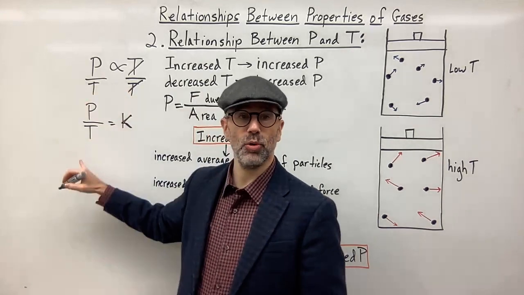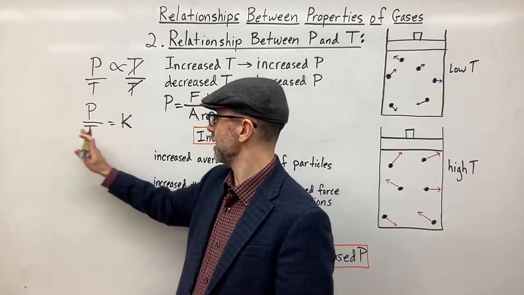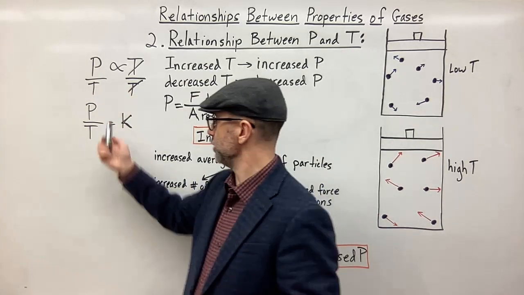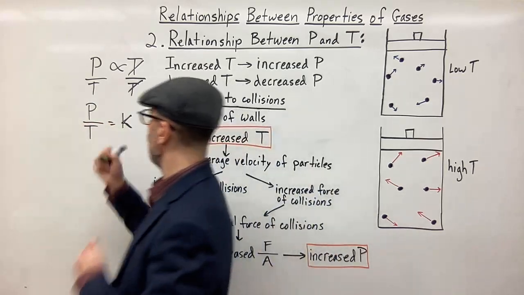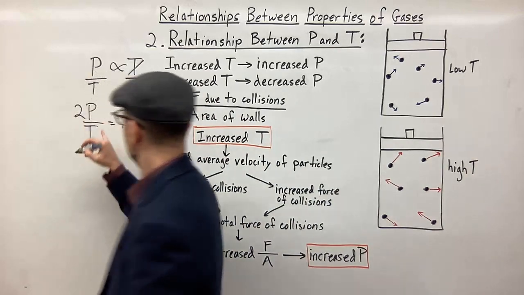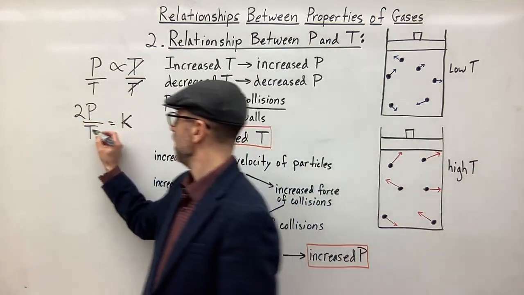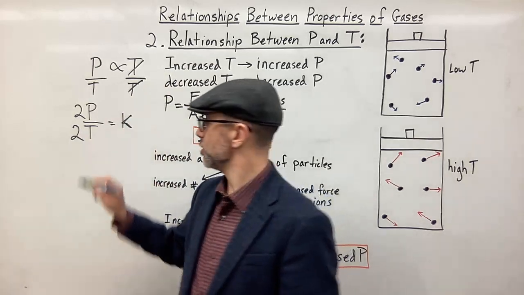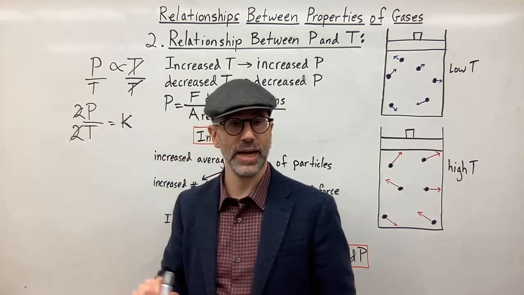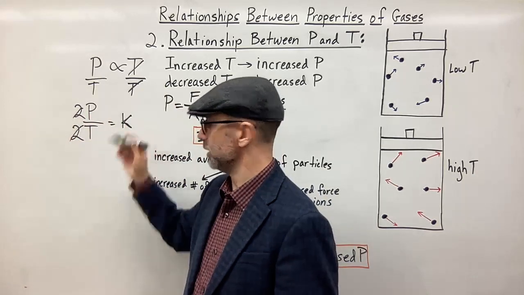And so in order for this to stay the same, if we change the pressure, then the temperature has to change in the same way. If we double the pressure to keep it constant, then the temperature must be doubled as well. So again, those would cancel out and you get the same constant.